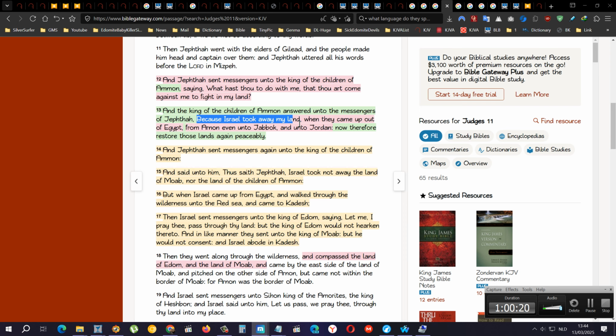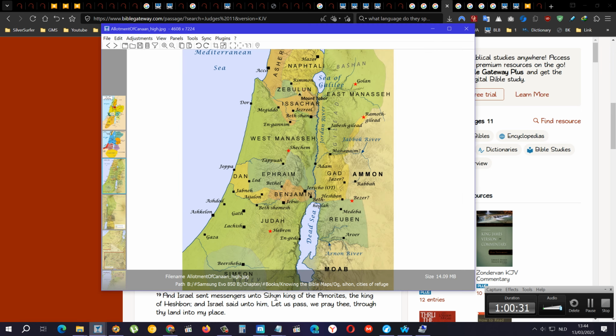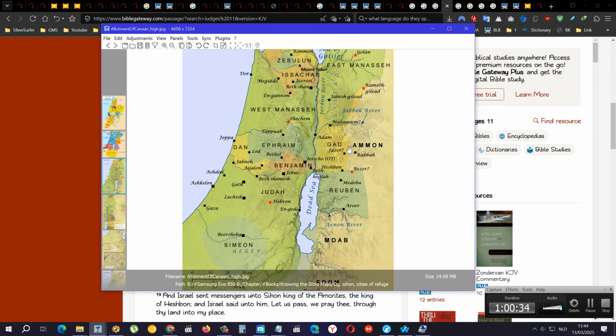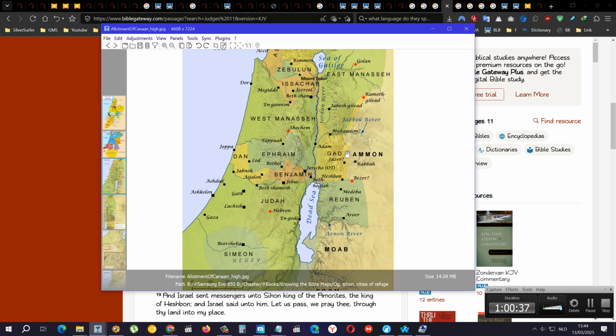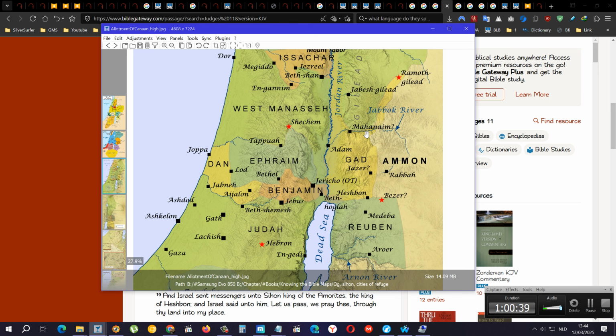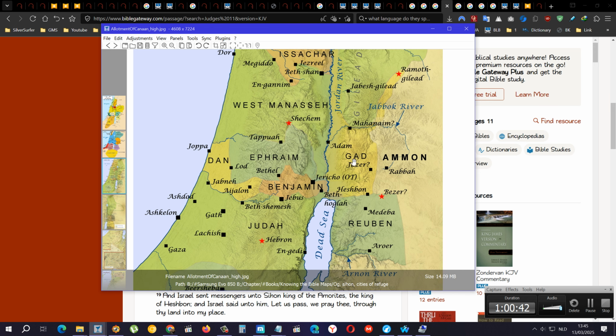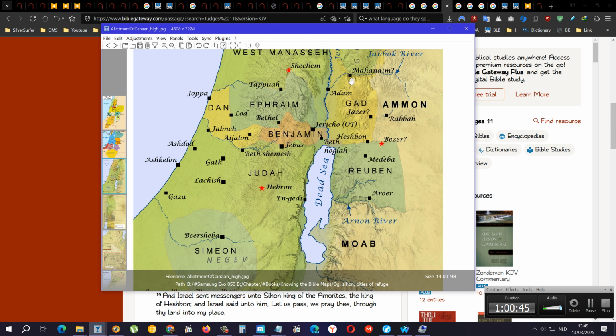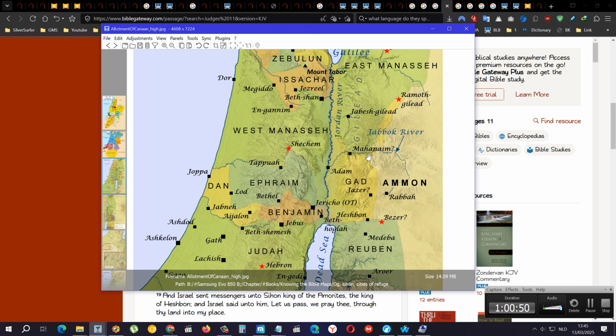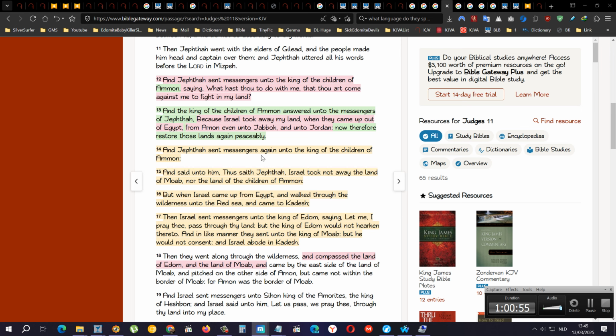They said, because Israel took away my land when they came up out of Egypt, from Arnon even to Jabbok, which I just showed, by the way. Here is Arnon, and here is Jabbok. So here, from here until here, the Israelites took, because Reuben and Gad took there. But Manasseh was in the place too, because this is just a map. Lands are bigger than maps show. Right, and by the way, it was on their side. Anyway, going on.